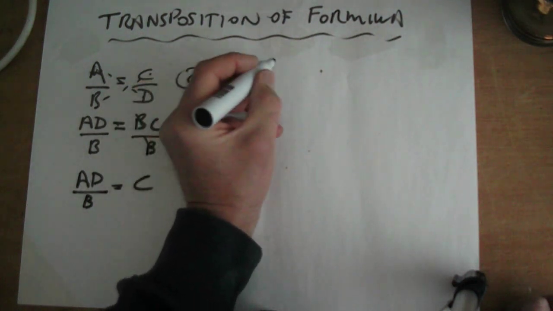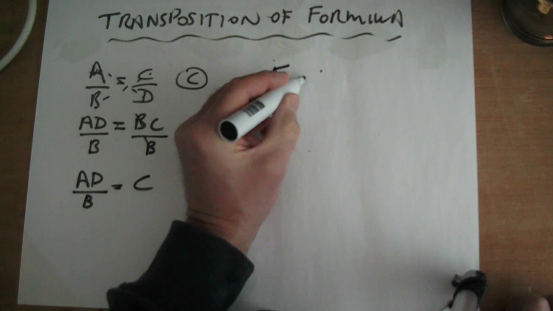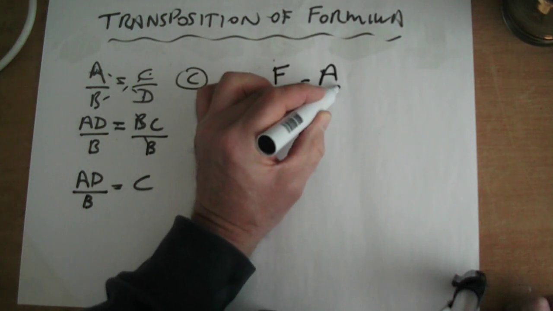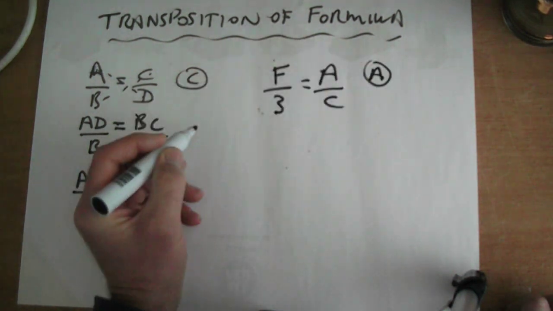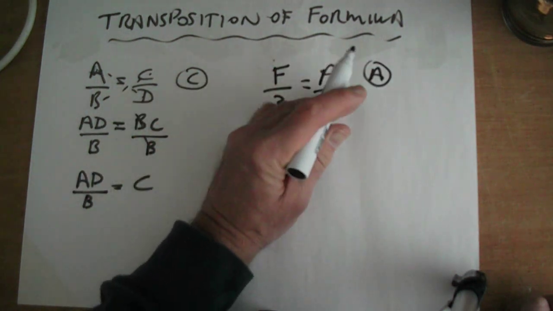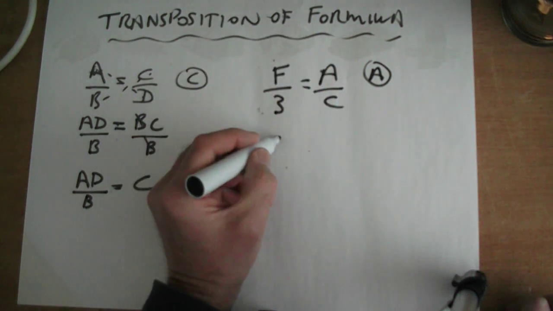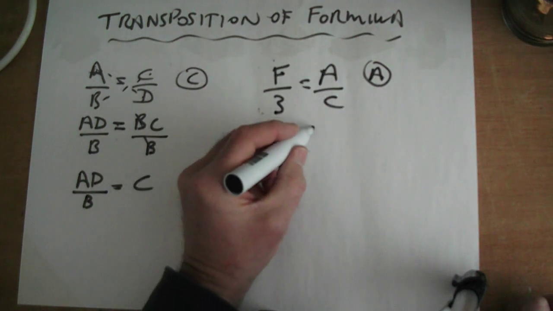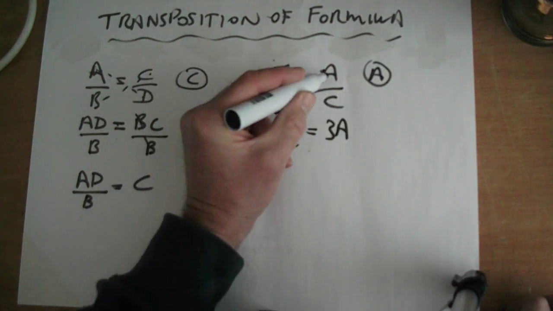Another example, F divided by 3. I'm going to introduce a number here instead of a letter or a variable, equals A divided by C, and say I wanted to find A. And again, you've got to clear these fractions, so you cross multiply. So F C, which is that one, equals 3 times A, which is that way.